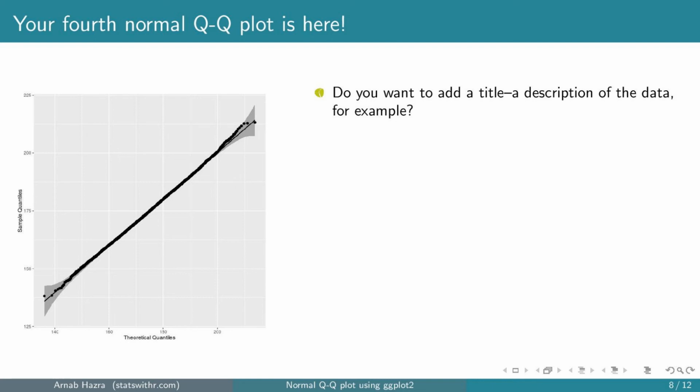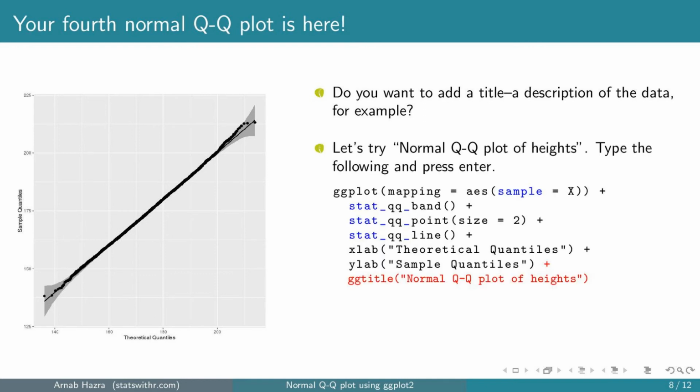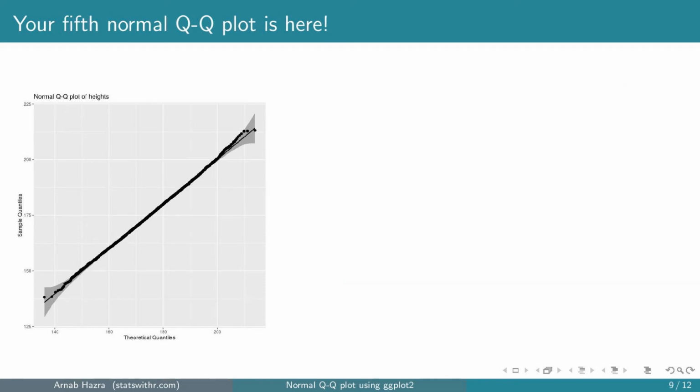Now, suppose you want to add some description of the data in the title. Say, you are working with a dataset of heights and you want to add normal qqplot of heights. To do that, add the line ggtitle, within brackets, normal qqplot of heights. Now, press enter. Okay, you get your fifth normal qqplot. You can see the title is printed now.